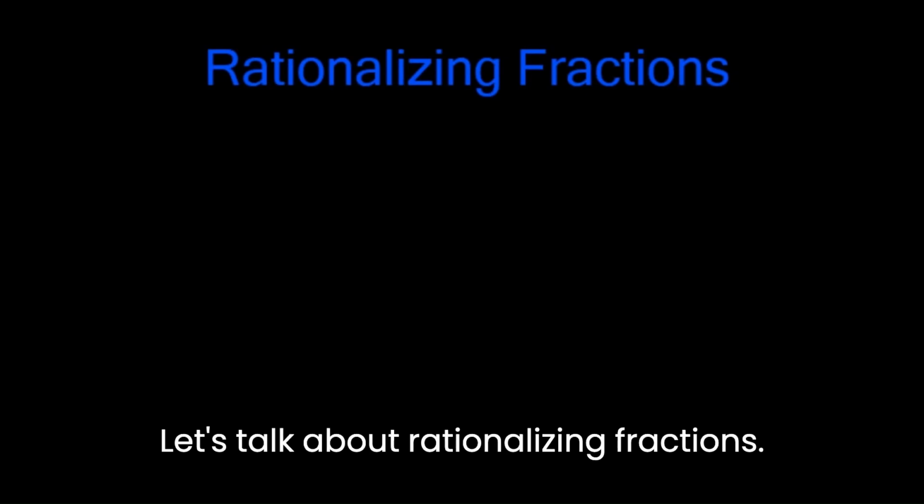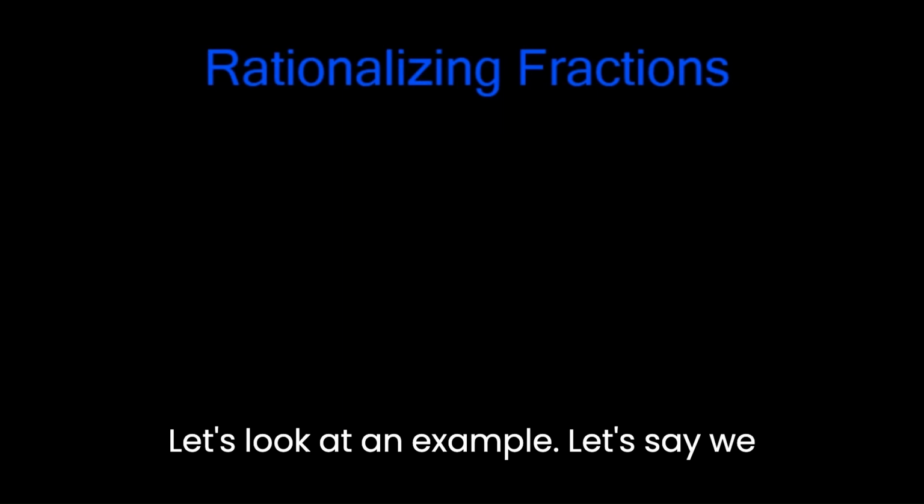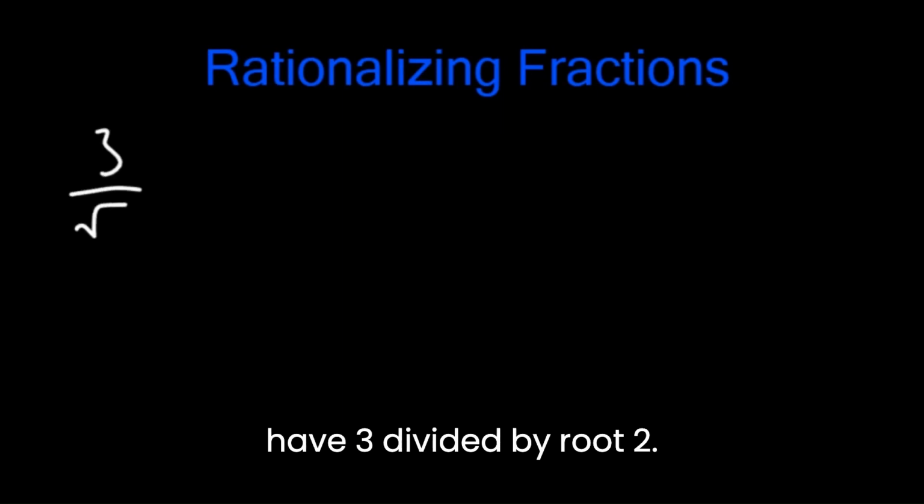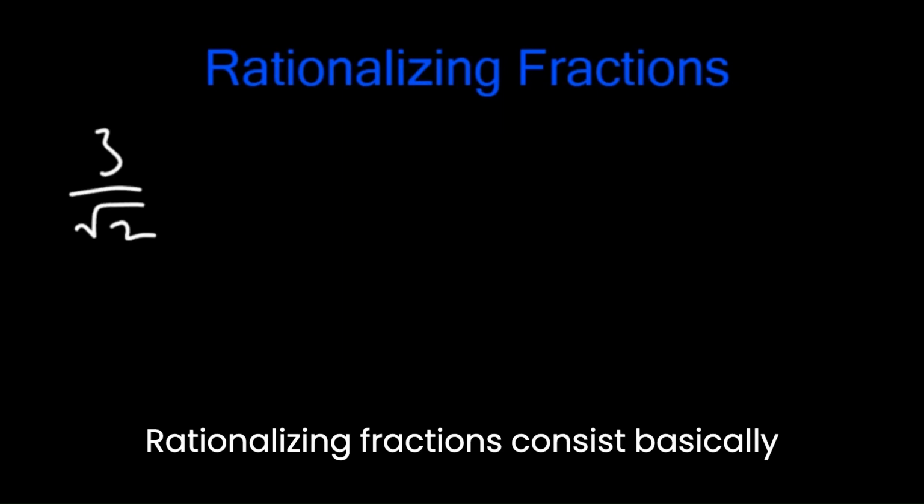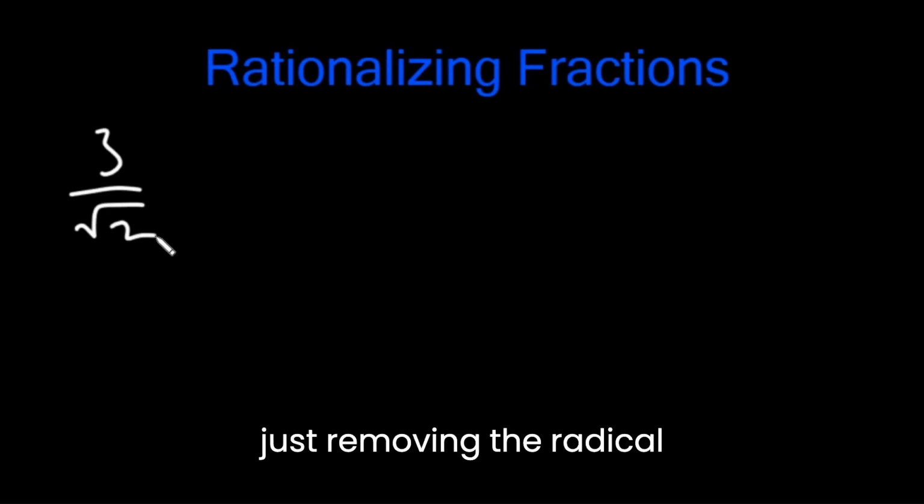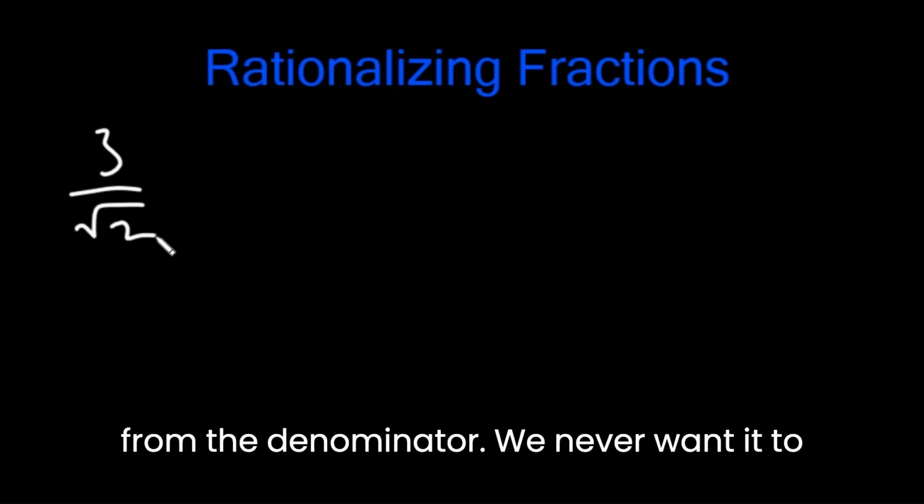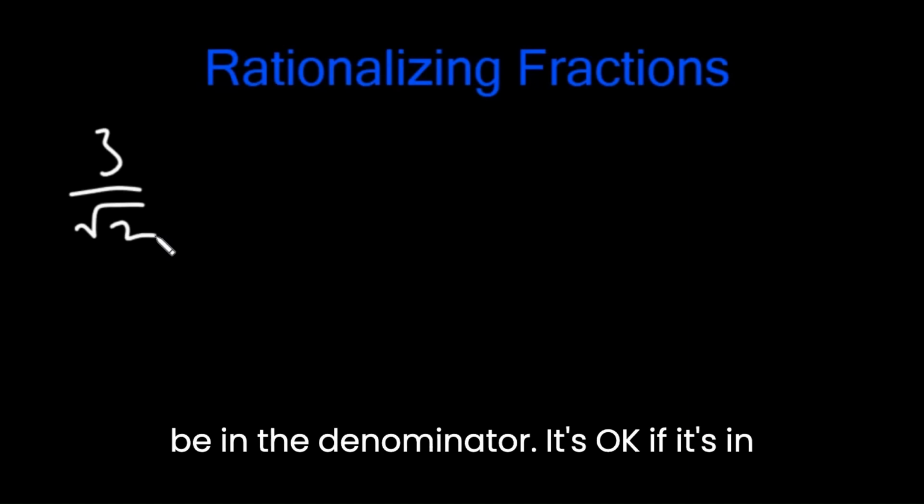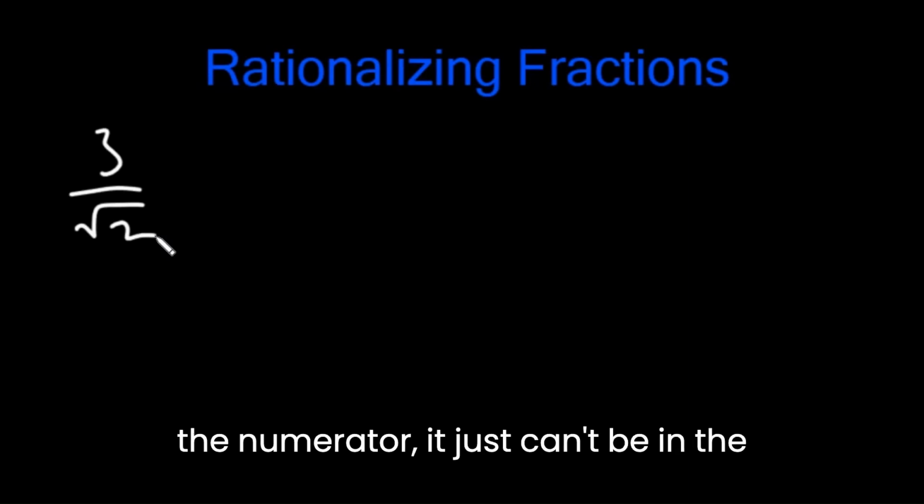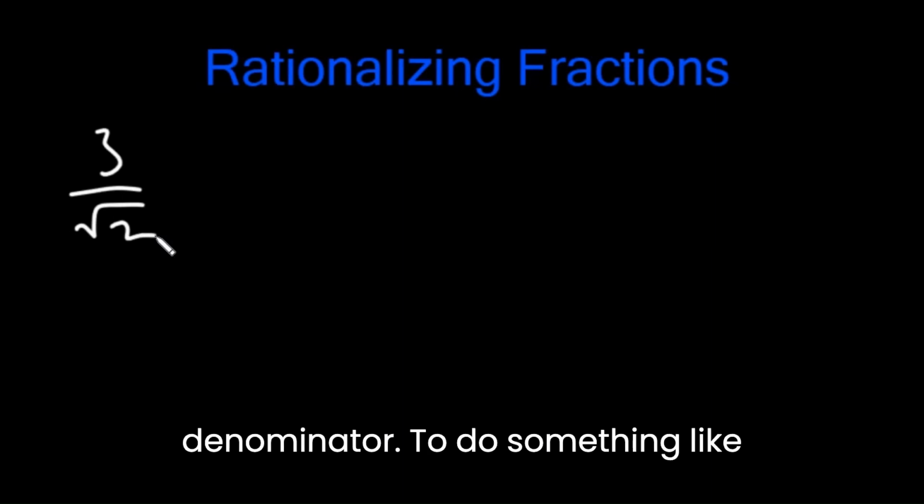Let's talk about rationalizing fractions. Let's look at an example. Let's say we have 3 divided by root 2. Rationalizing fractions consists basically just of removing the radical from the denominator. We never want it to be in the denominator. It's okay if it's in the numerator, it just can't be in the denominator.